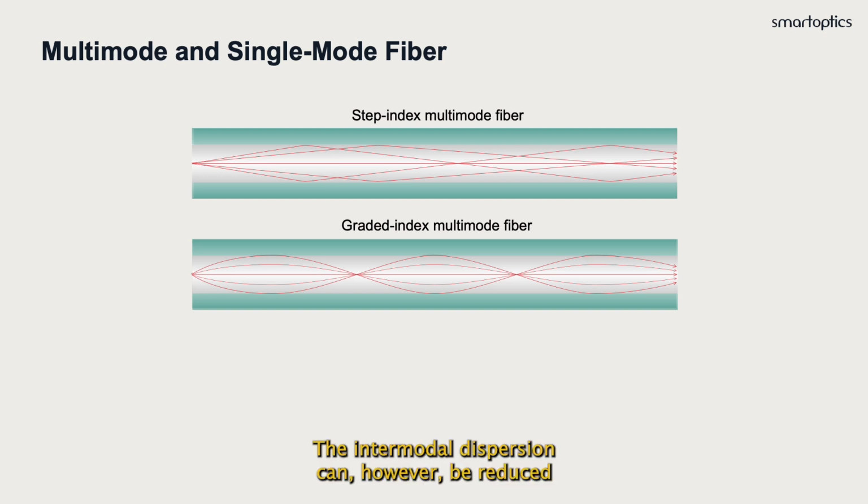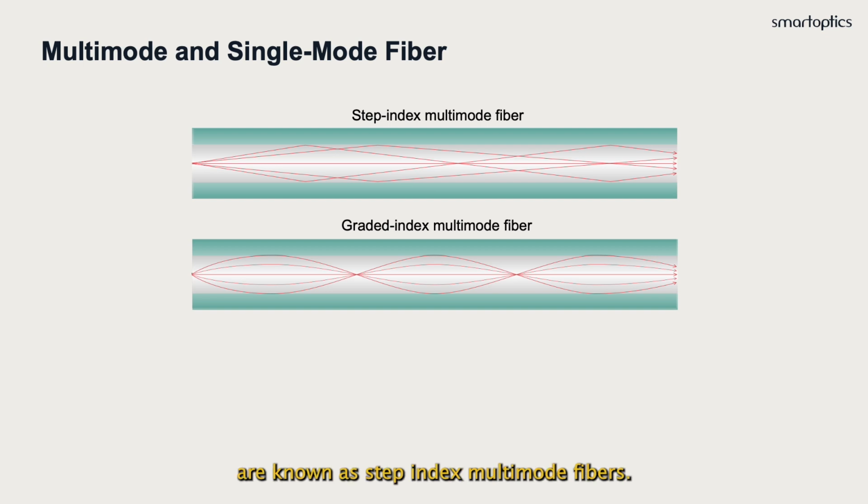The intermodal dispersion can, however, be reduced by grading the refractive index of the core from a maximum value at the center to a minimum value at the core-cladding boundary. The fiber is then a graded index multimode fiber, whereas conventional fibers with constant refractive index in the core are known as step index multimode fibers.